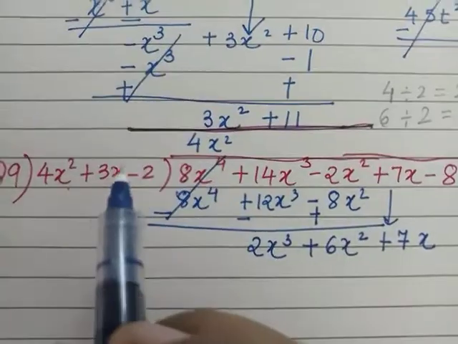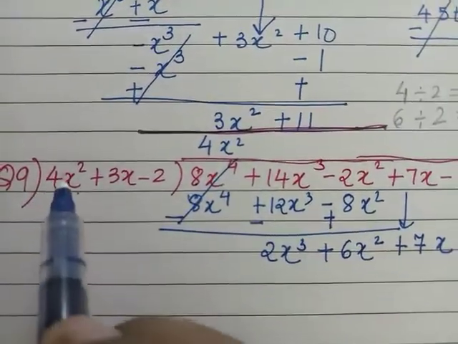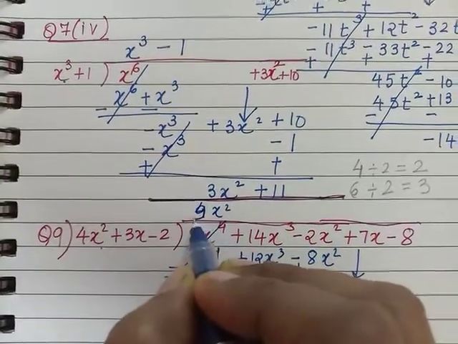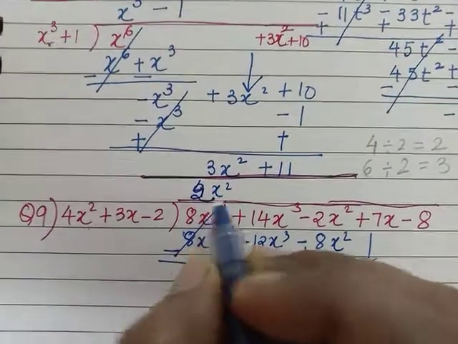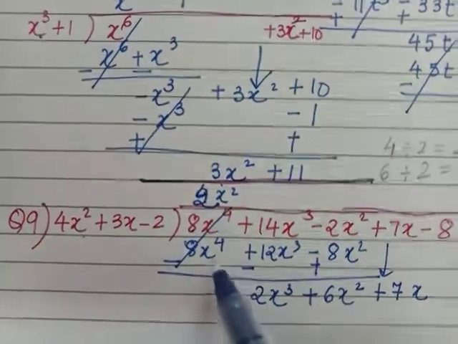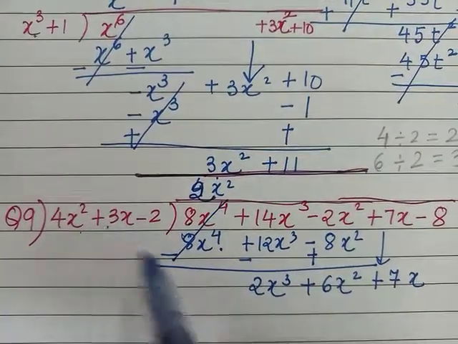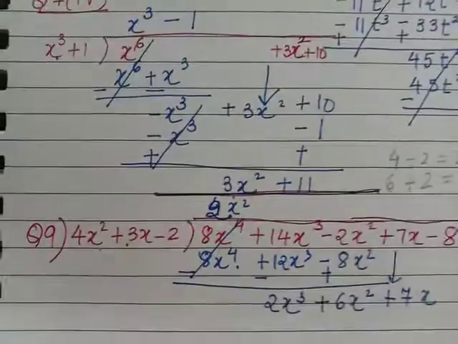A little change is required, children, here. From 4 we are looking for 8. So we are not going to multiply it with the 2. 4 we are going to multiply it with 2. So 4 2s is 8x to the power 4. When you multiply it with 3, it will become 6. I redo this.